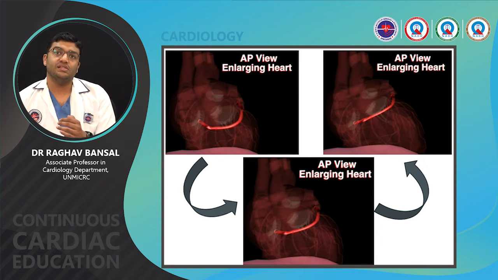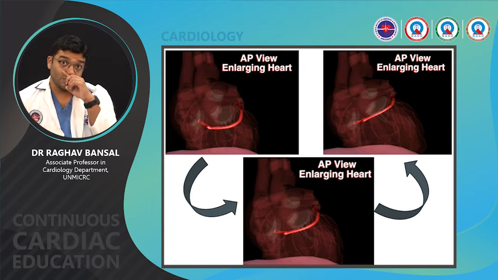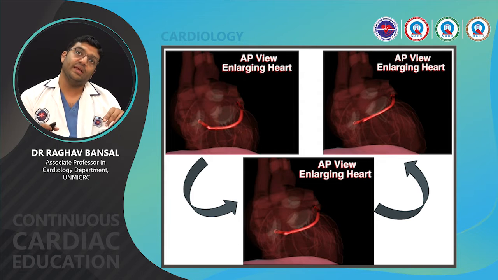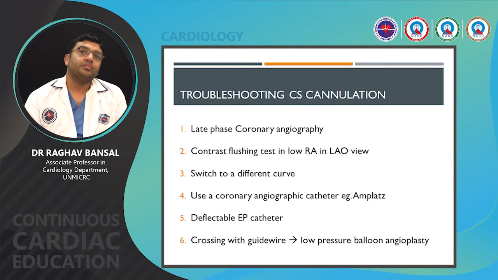The angulation of the CS from the right atrium keeps on changing because the left ventricle enlarges and keeps on pushing the CS ostium. So once this is very enlarged, the angulation is not in the plane in which the curve of the CS sheath lies when we enter from the superior vena cava, and this may make life difficult while cannulating the CS.